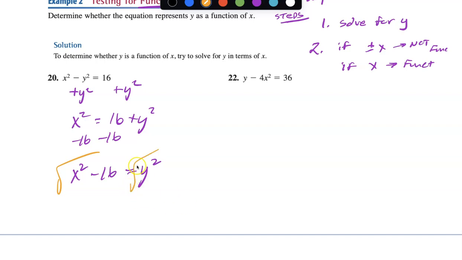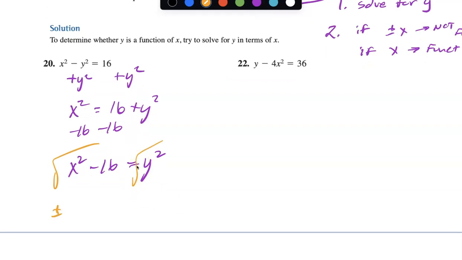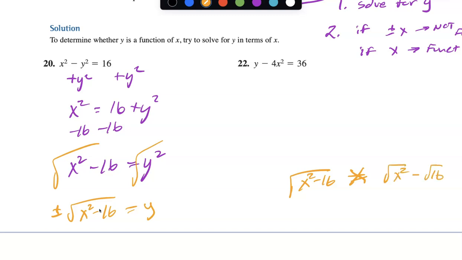Now what happens when you square root something? You get a plus and minus. So we get plus and minus square root of x squared minus 16 equals y. Now please, we'll talk about this later, but don't give me x minus 4. That's not the way this works, right? These are separate entities. This guy is not the same as this guy. That's not the way math works. So don't do that. We just have this. And notice you have a plus and minus, so this is not a function.